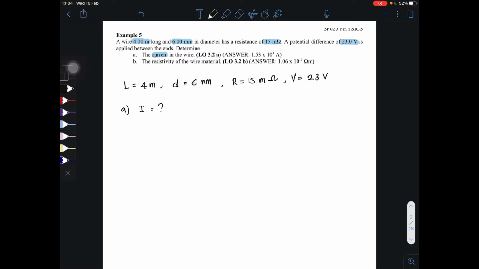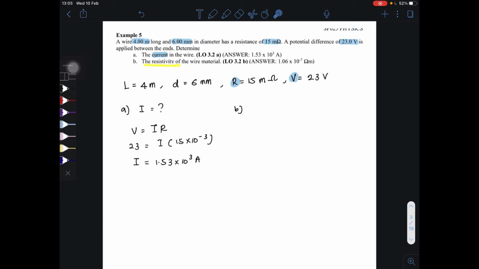Okay, in order to find the current, this one is very straightforward. You use Ohm's law, V is equal to IR, since we have the values for resistance and voltage. So we can put in V as 23, I, and the resistance will be 15 exponent negative 3, since it is milliohm. So the current will be equal to 1.53 exponent 3 ampere. Okay, question B.